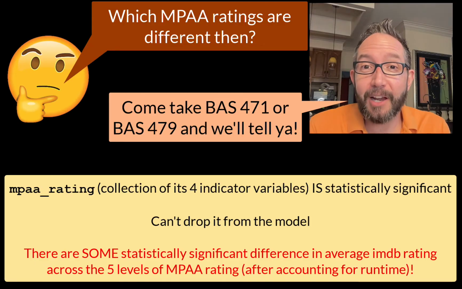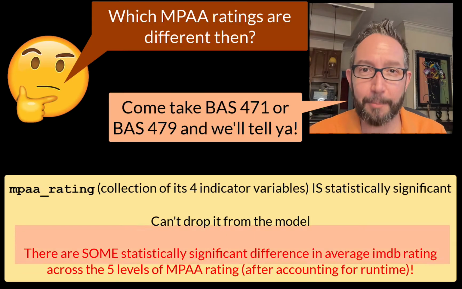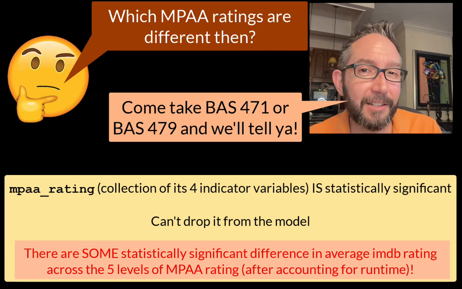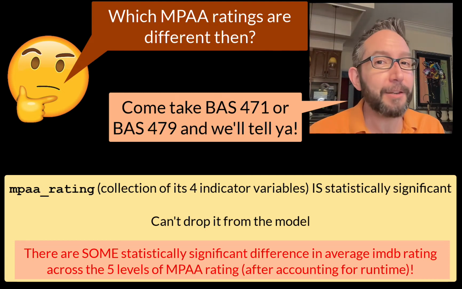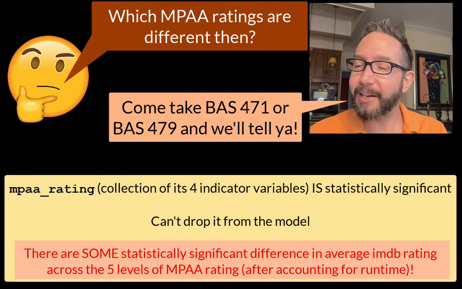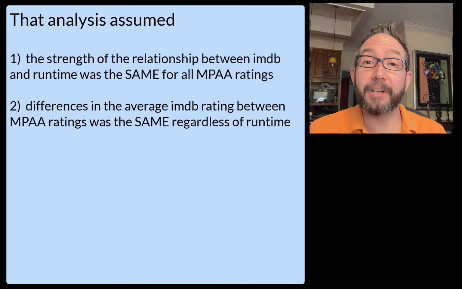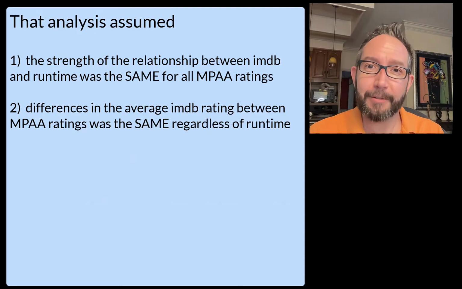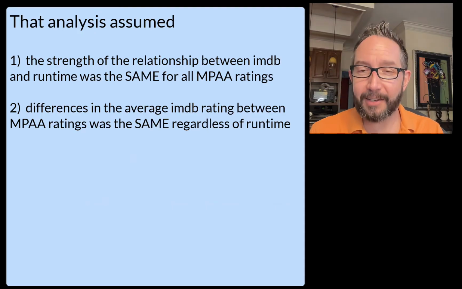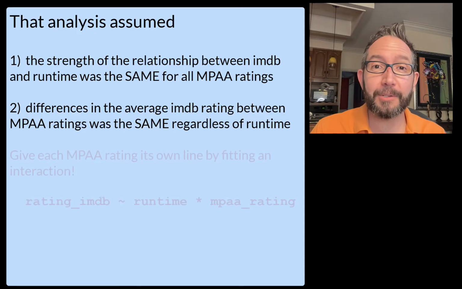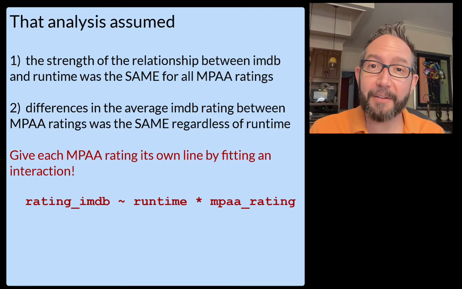But for now, we've discovered that when we do compare movies of the same runtime, there is a statistically significant difference in the average IMDb rating based on MPAA rating. Not all ratings are created the same. Now, it might be more realistic to actually give each MPAA rating its own regression line, not only different intercepts, but also different slopes. So let's see what those look like by fitting in an interaction with that model.